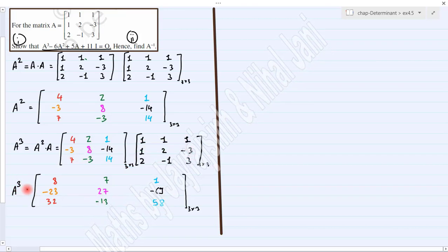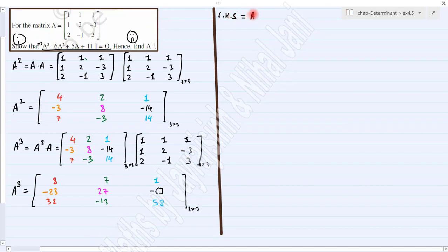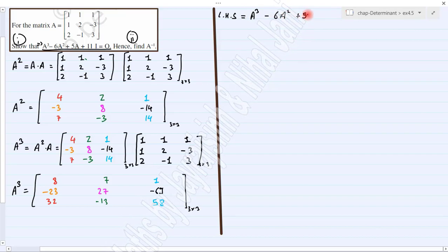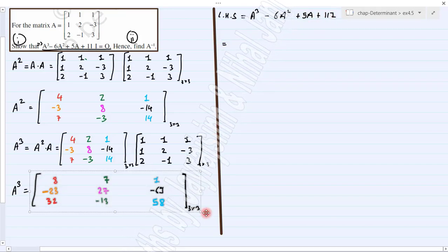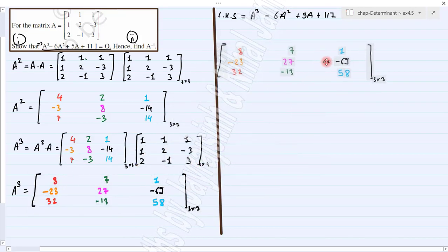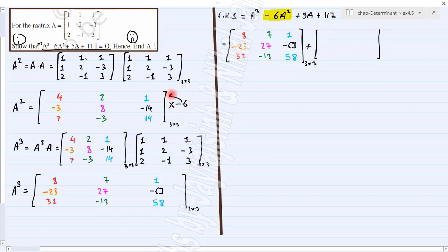So here we get our A cube. So we get A cube and A square. Now let's try to prove our matrix equation. On the left hand side we have A cube minus 6A square plus 5A plus 11I. So first of all, let's get the matrix A cube, plus, to obtain minus 6A square, we have to multiply minus 6 with A square.